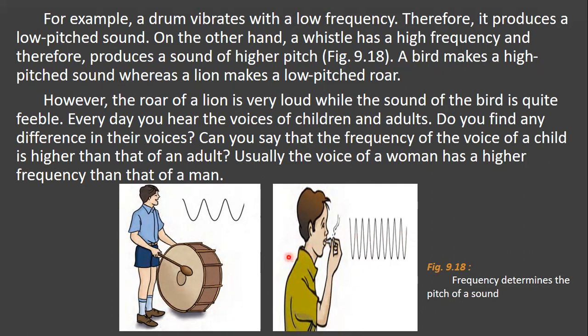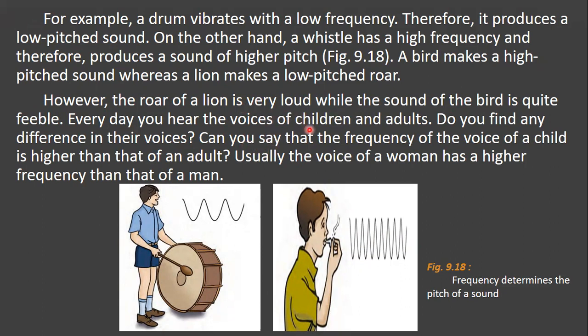And a bird makes a high pitched sound, whereas the lion makes a low pitched roar. Here the bird's frequency will be high compared to that of the lion, therefore the bird makes a high pitched sound, whereas the lion makes a low pitched roar. However, the roar of a lion is very loud while the sound of the bird is quite feeble.